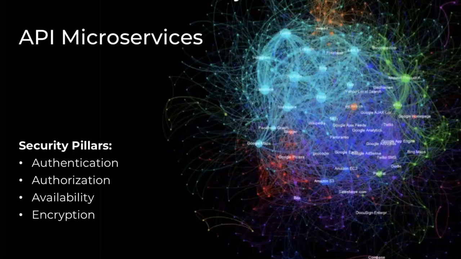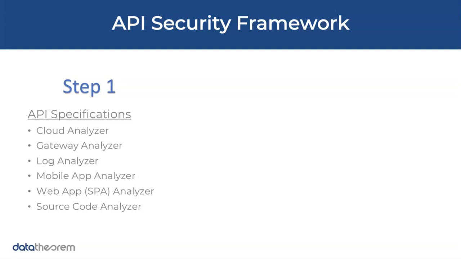And when you move to this API-centric world with lots of microservices, this is where customers have focused and have had success. Now, we're going to propose here a four-step framework. This framework was not invented by Data Theorem, but we have learned this from our very capable customers who have done this well at scale. So the first one is specification. You often don't know what you don't know when it comes to these new APIs.